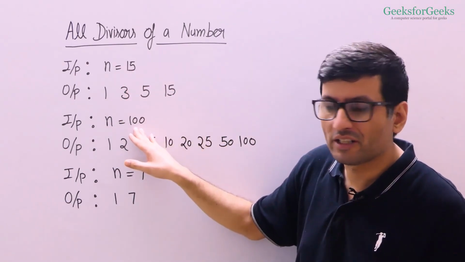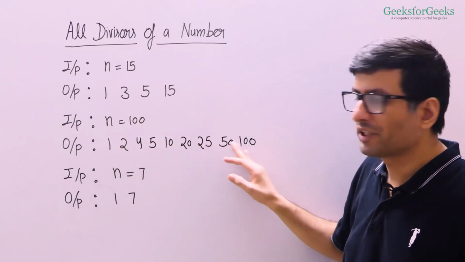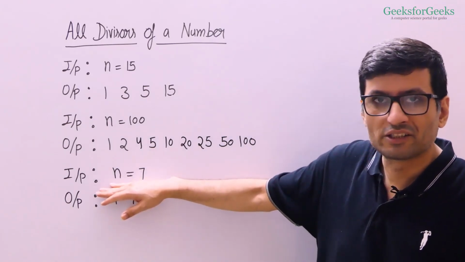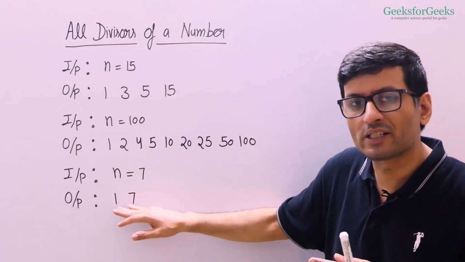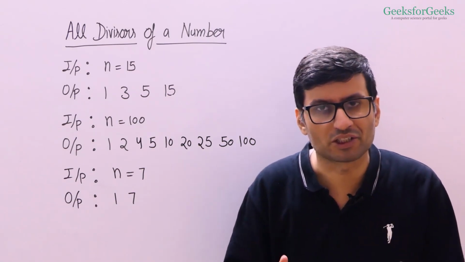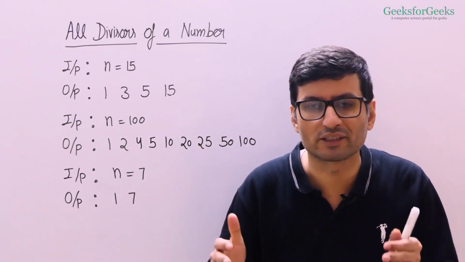If the number is 100, then we have the output as 1, 2, 4, 5, 10, 20, 25, 50, 100. These are the numbers that divide 100. And for 7, when you have prime numbers, you are going to have only two divisors, 1 and 7 itself. Now please pause this video and try to write down a function that takes a number n as input and prints all its divisors in sorted order.